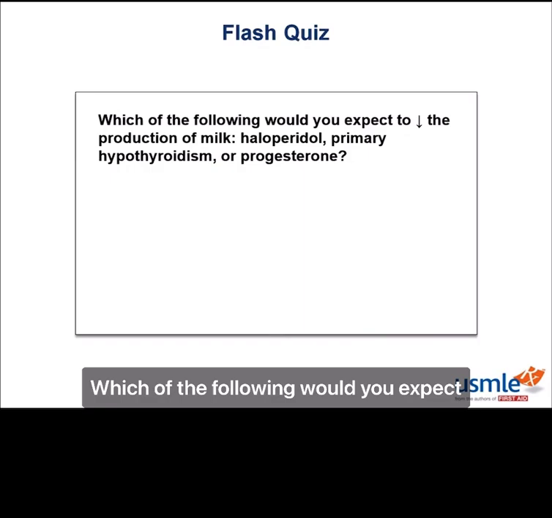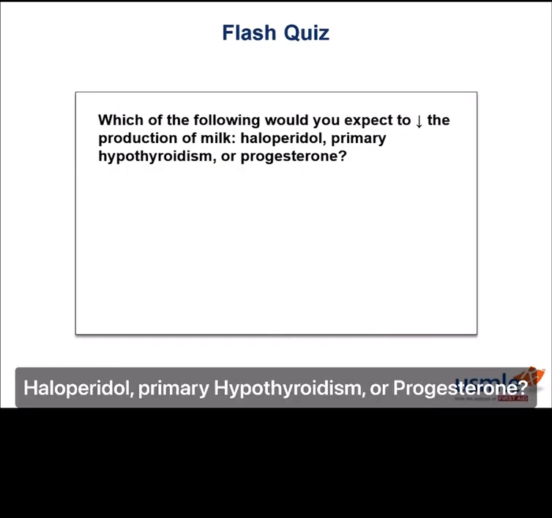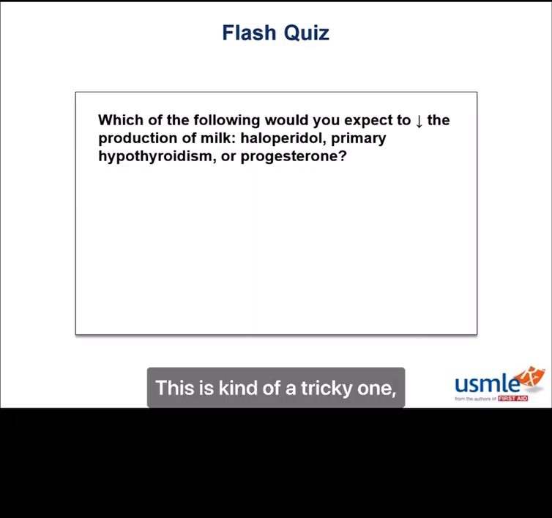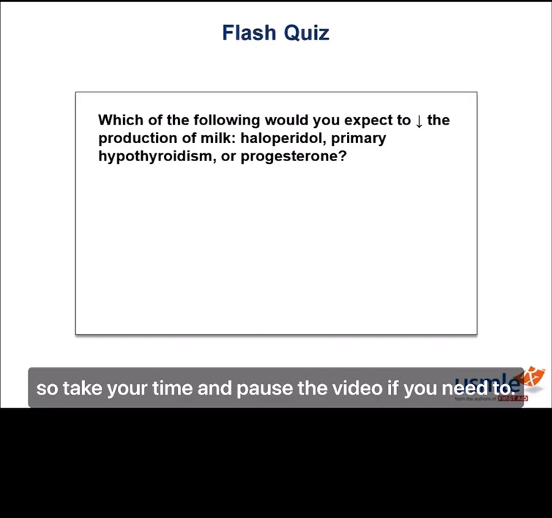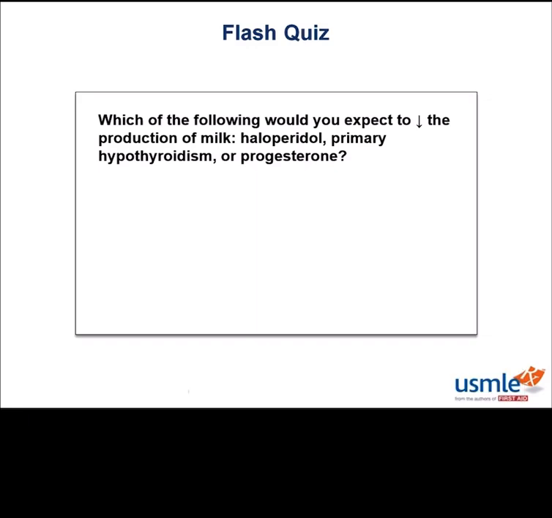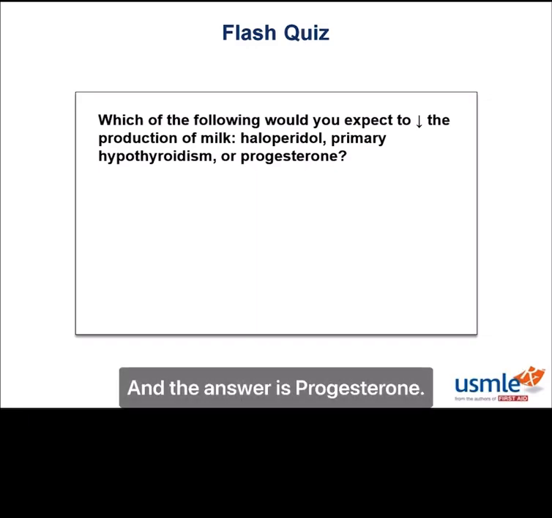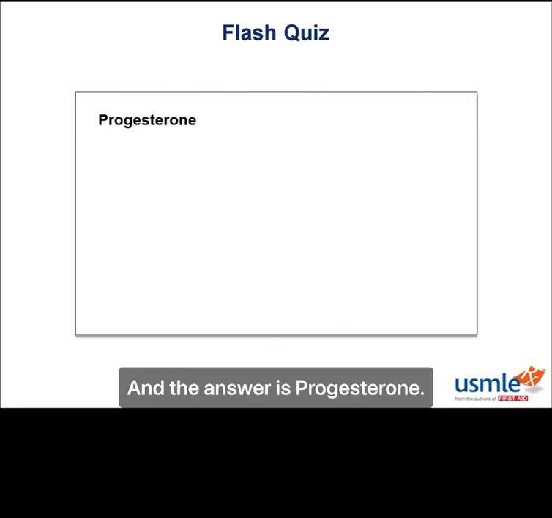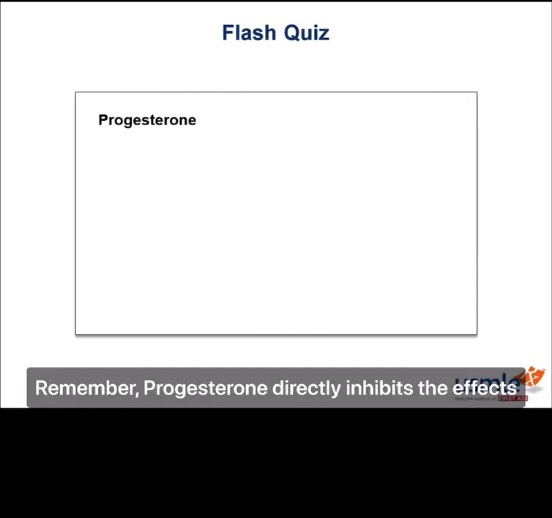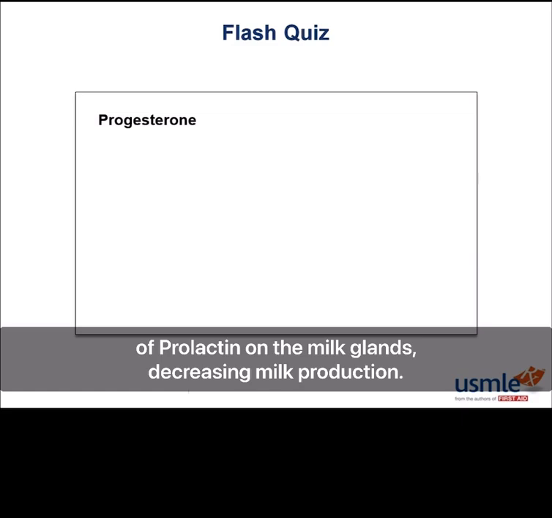Which of the following would you expect to decrease the production of milk? Haloperidol, primary hypothyroidism, or progesterone? This is kind of a tricky one, so take your time and pause the video if you need to. And the answer is progesterone. Remember, progesterone directly inhibits the effects of prolactin on the milk glands, decreasing milk production.